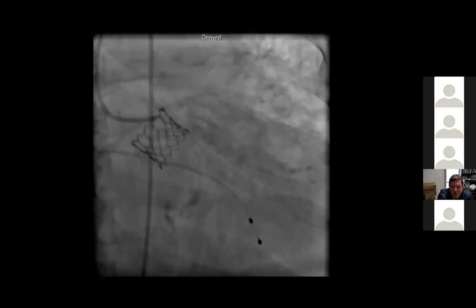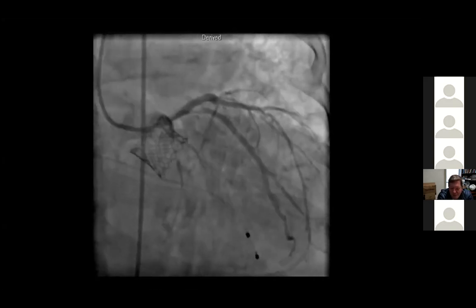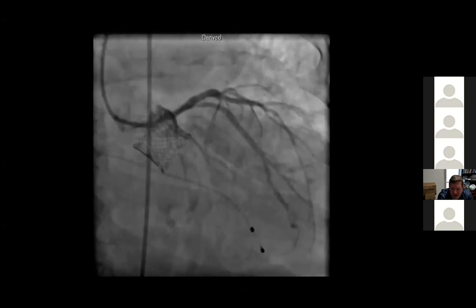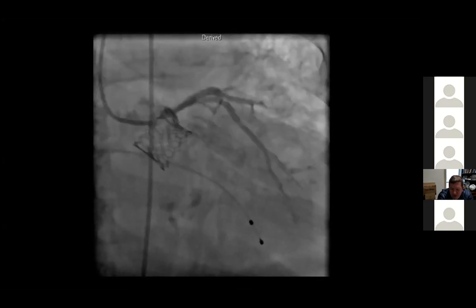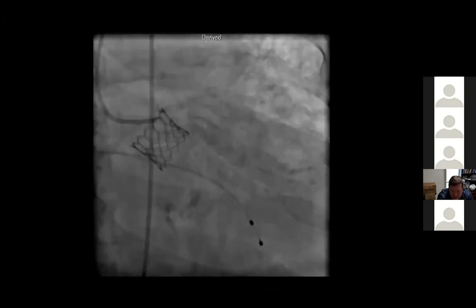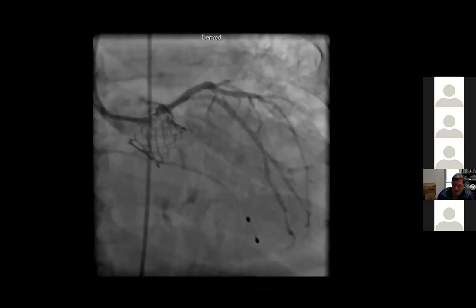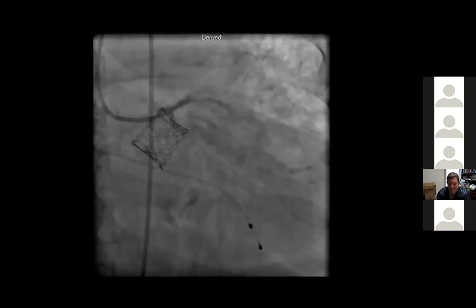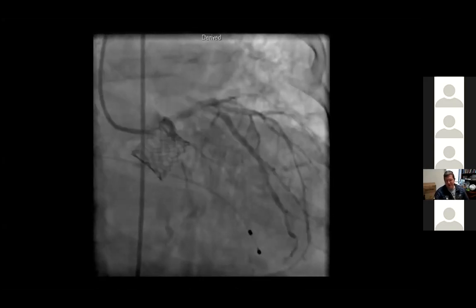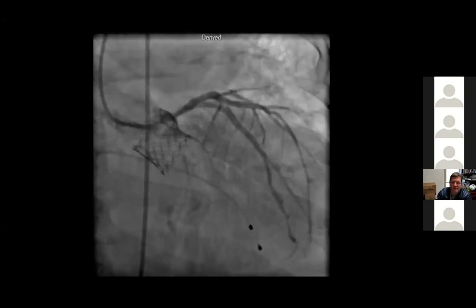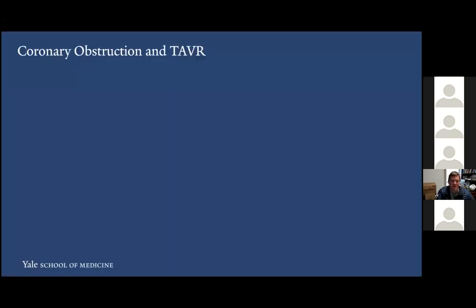By simply putting in this catheter, we actually push the leaflet down a little bit, and so we restore some flow. It's clearly there's still ostial stenosis there, but there's some flow going down the left main, and we'll talk about how we manage this in a few minutes. But first, I wanted to talk about coronary obstruction and transcatheter aortic valve replacement, its frequency, and its risk factors.